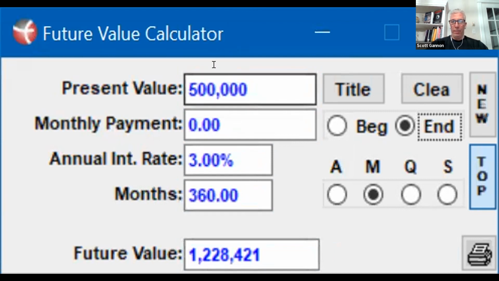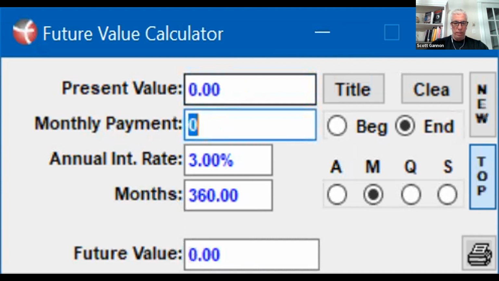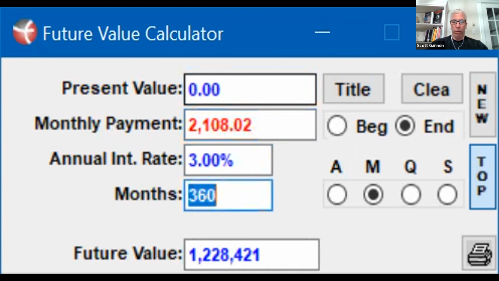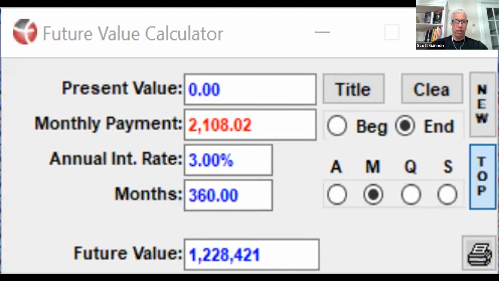So let's look at that in comparison to the payment we got over here of $2,108.02. So zero here, monthly payment of $2,108.02. Lo and behold, $1,228,421. Now, because this one is only 180 months versus 360, I can't show it directly on this future value calculator, but what I can show you on this loan calculator is the net savings results. So if we put in 3% here, 3% here, go figure, the exact same number comes out again, and I'm not sharing that. So hang on here, I'll reshare my screen.